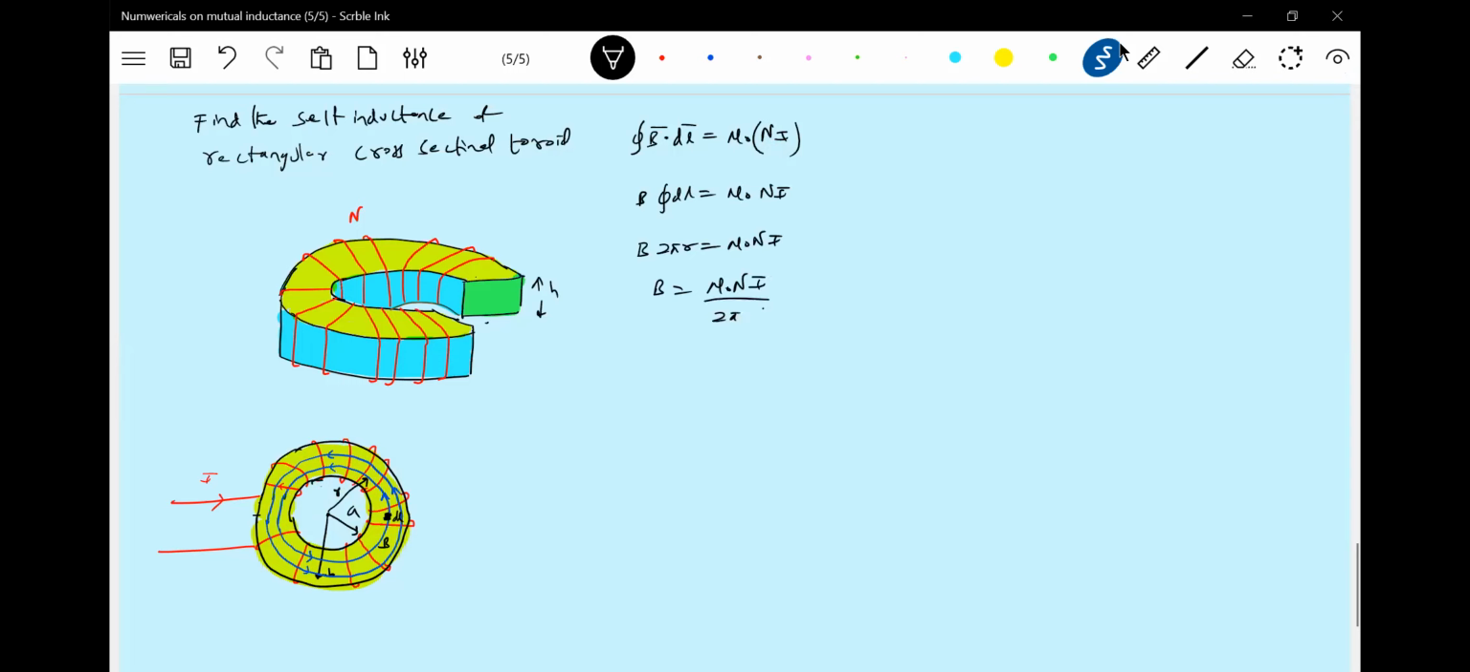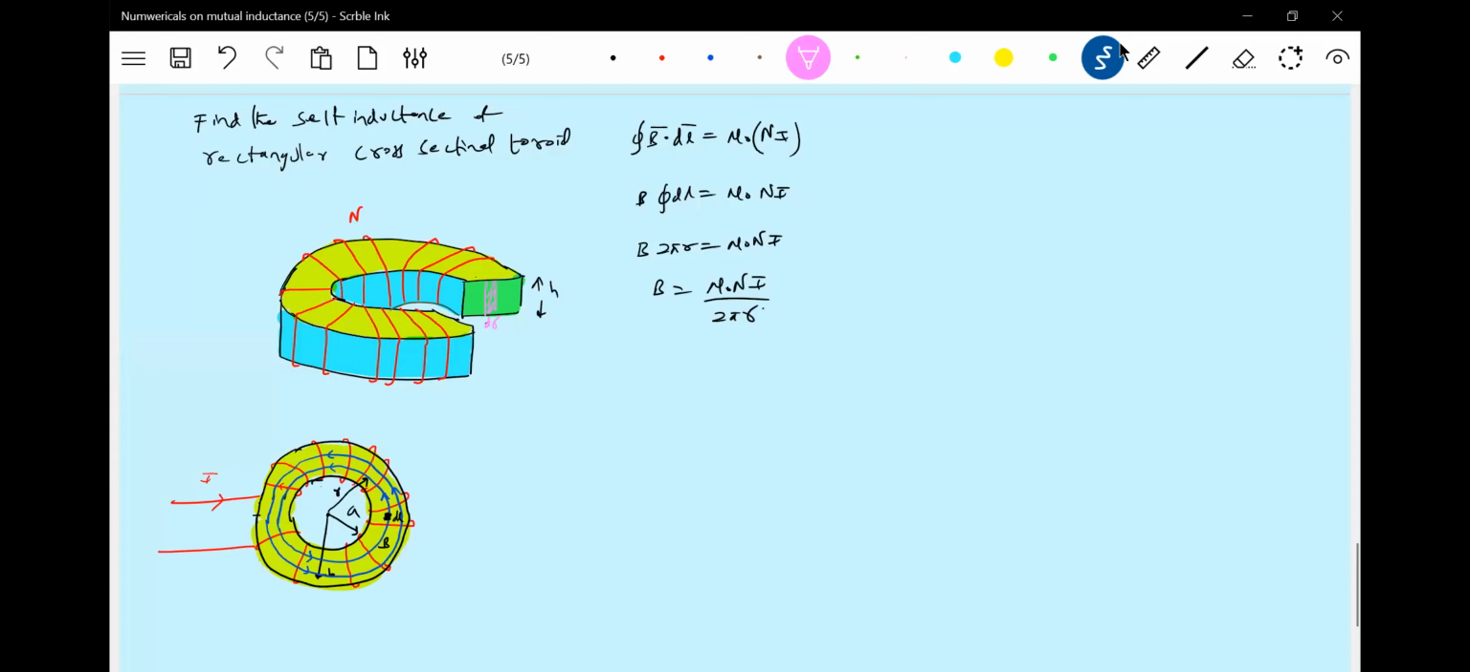Look at the magnetic field. In fact, the magnetic field is variable here. If B is very much greater than A, then it will remain constant. But here B is variable, so I am going to assume now a strip. The height of the strip is already given, H. Let its width be dr.